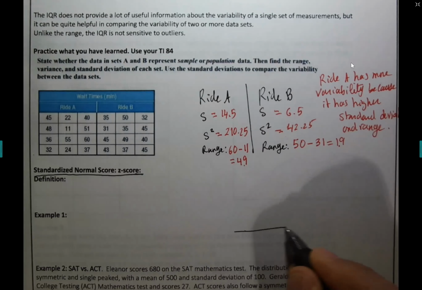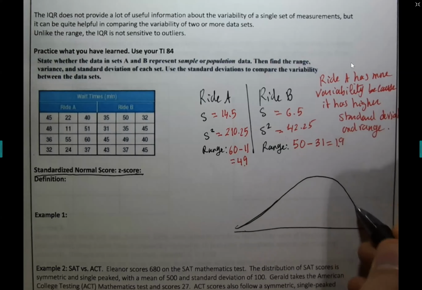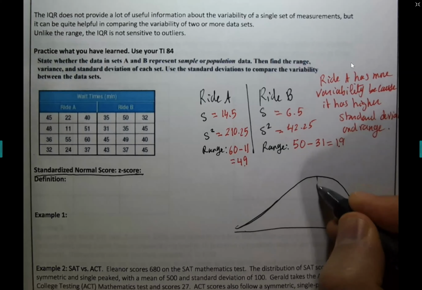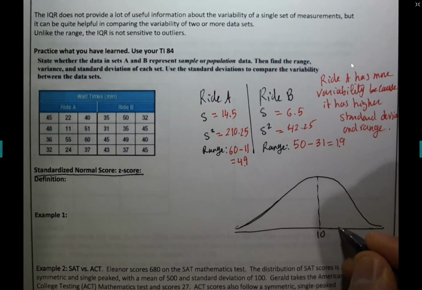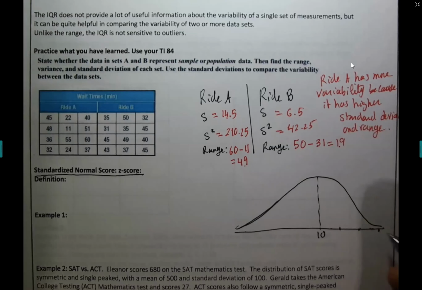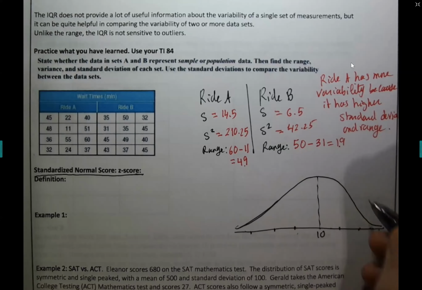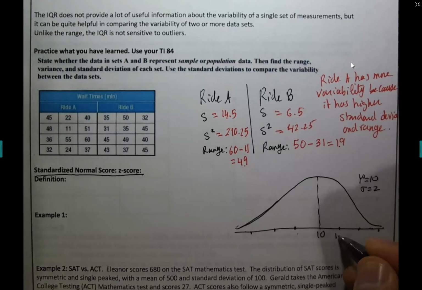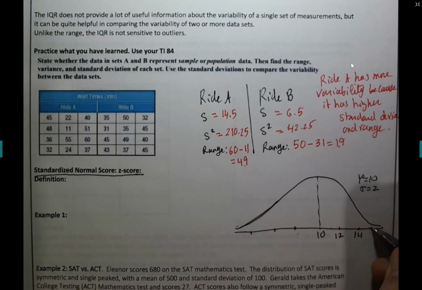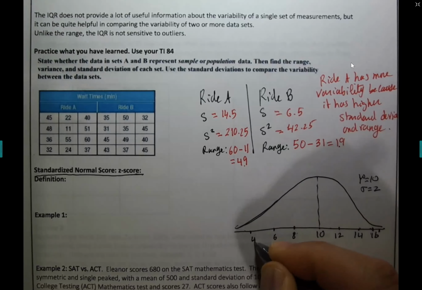Okay, let me do this sketch, guys. Let me put the mean to be, let's say, 10, and the standard deviation is 2. So I'm going to do 3 standard deviations, guys, on this side and 3 standard deviations from this side. So the mean is 10. Just to explain this to you, what is a z-score? 8, 6, and 4.